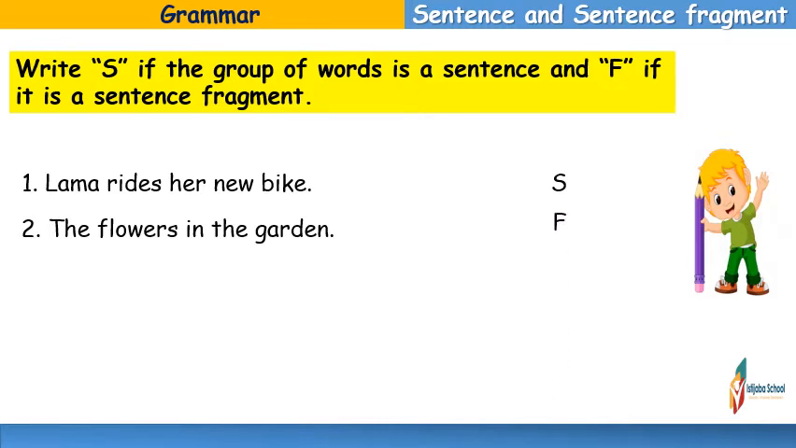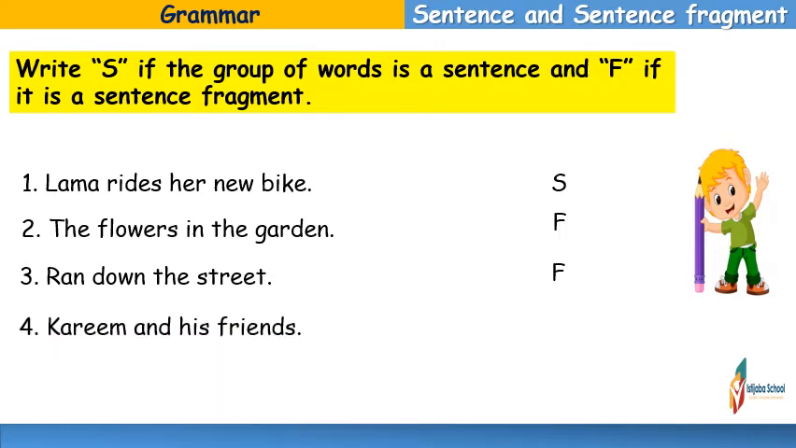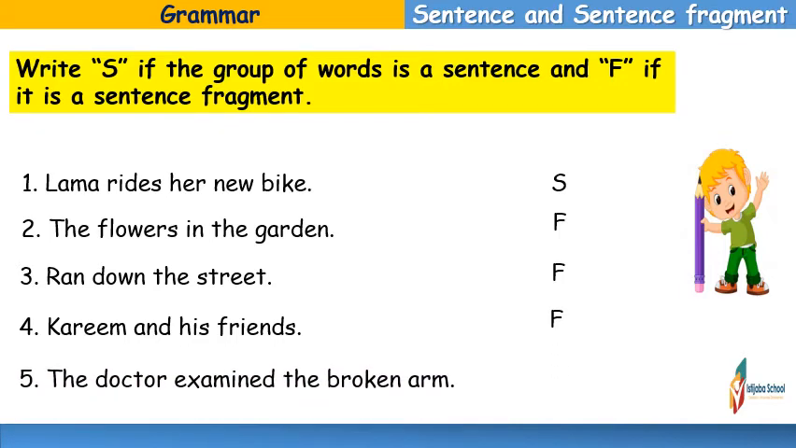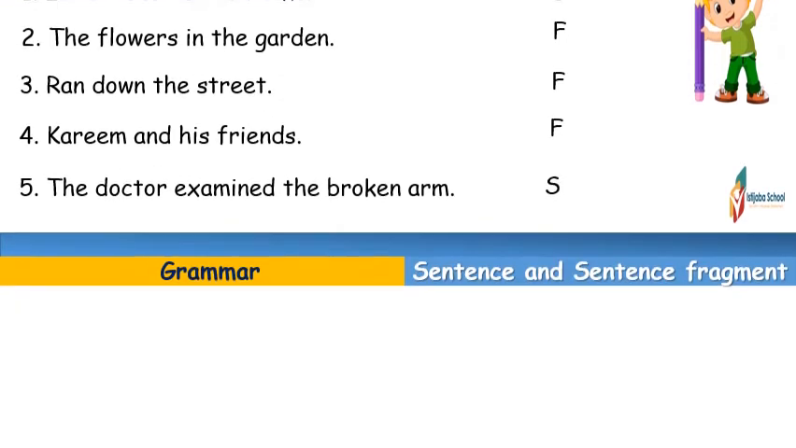Number two, the flowers in the garden is a sentence fragment. Number three, ran down the street. Sentence fragment. Number four, Karim and his friends. Sentence fragment. Number five, and it's the last one, the doctor examined the broken arm. Sentence.